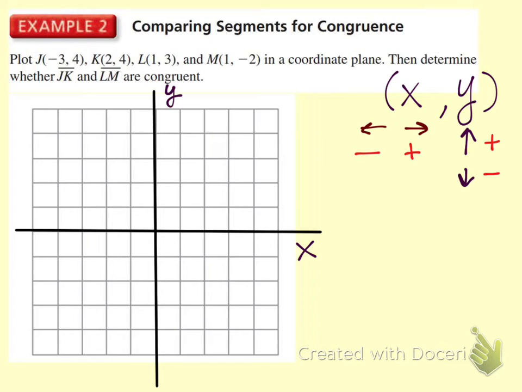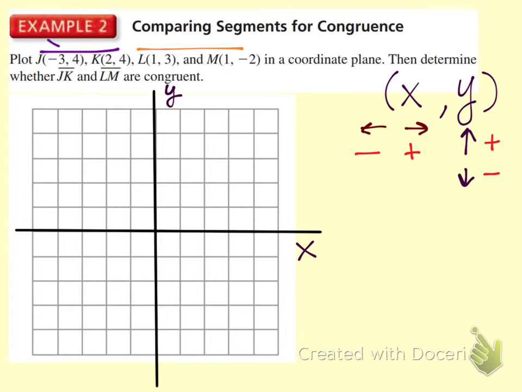What 2 segments am I comparing? JK, so JK means that I'm going to connect J and K. And then LM means I'm going to connect L and M. So I'm just writing that so I know when I go to graph. We're going to graph J first.